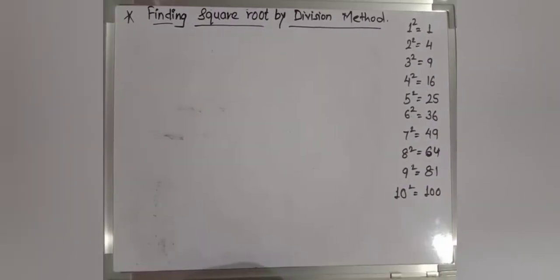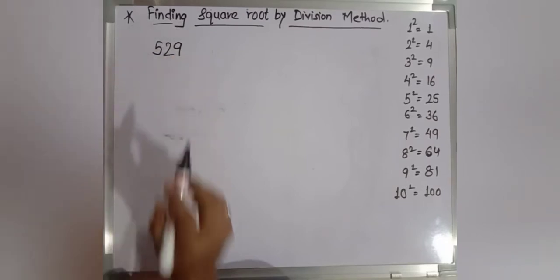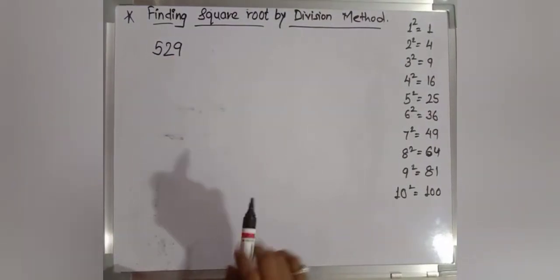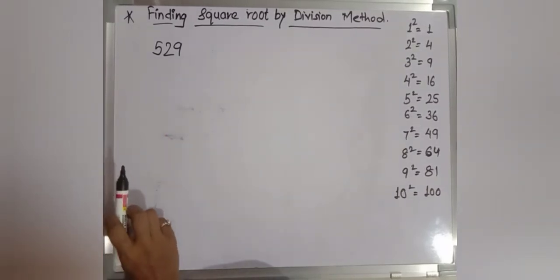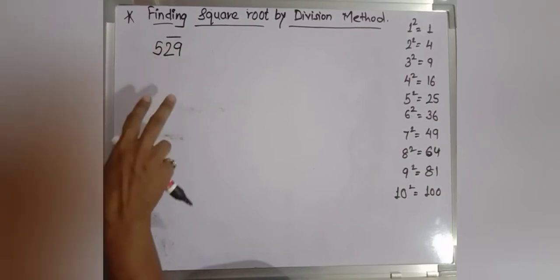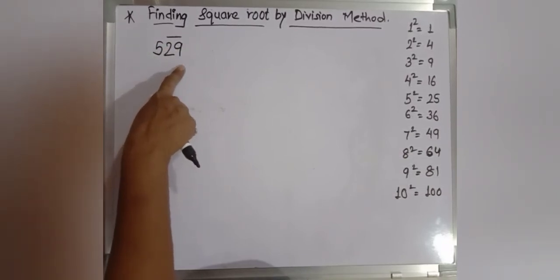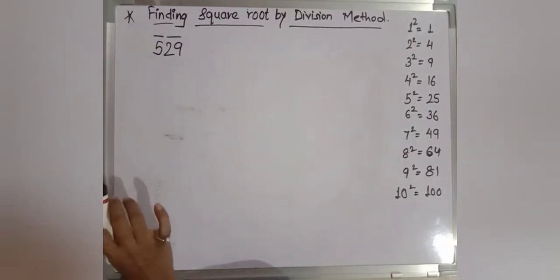We have seen the method for finding the square root by the prime factorization method. Now we will learn to find the square root by the division method. Let us take an example over here. Let us take 529. Now what we have to do is, starting from the ones place, make pairs of the digits. Here, starting from the ones place, we make pairs, meaning 2 digits together. And the 5 at the hundreds place remains single, so let it be as it is.